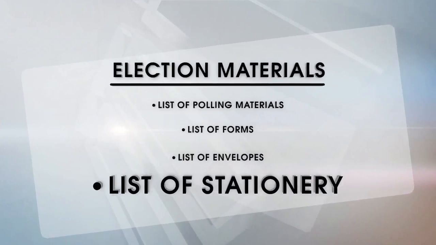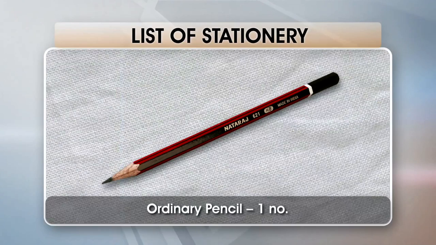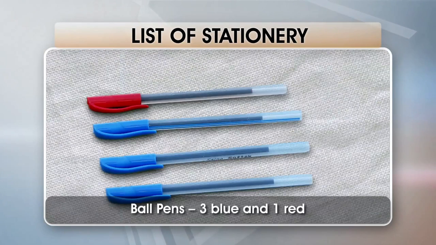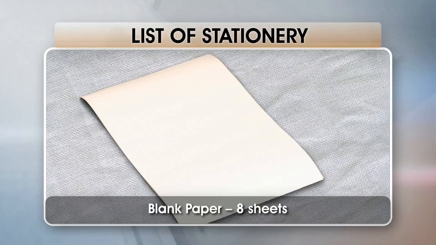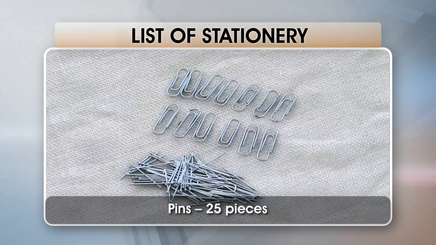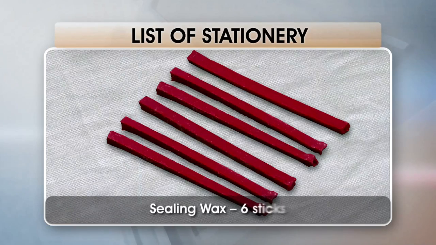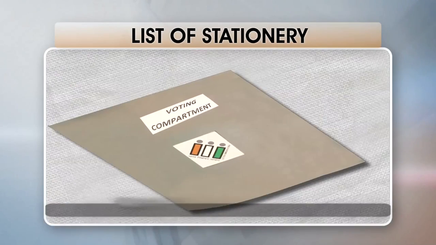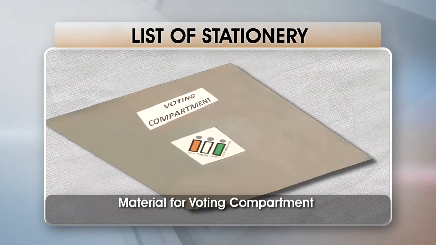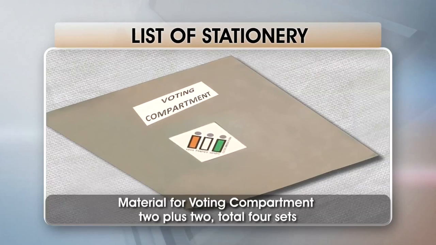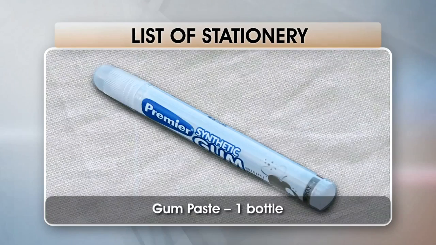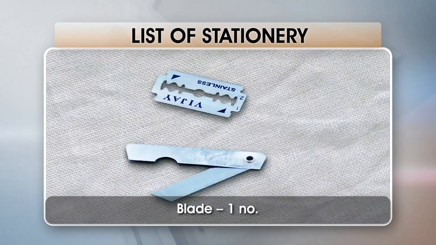List of stationery. Ordinary pencil, 1 number. Ball pens, 3 blue and 1 red. Blank paper, 8 sheets. Pins, 25 pieces. Matchbox, 1 number. Sealing wax, 6 sticks. Material for voting compartment, 2 plus 2 total 4 sets. Gum paste, 1 bottle. Blade, 1 number.